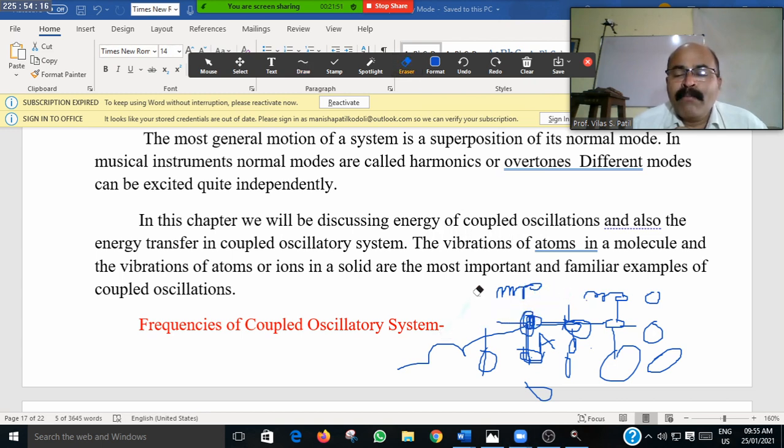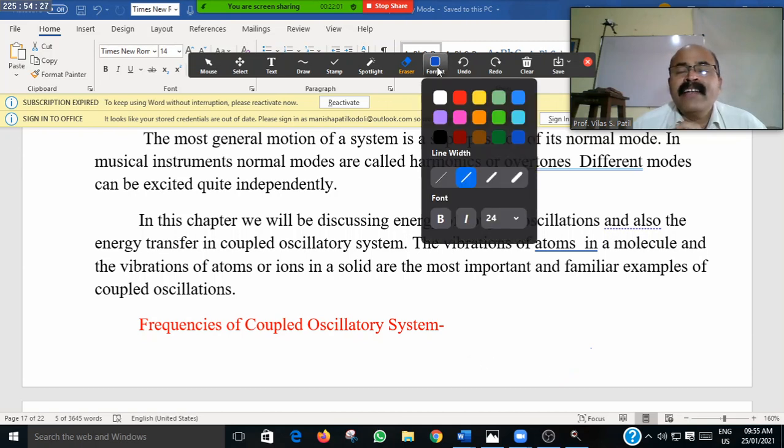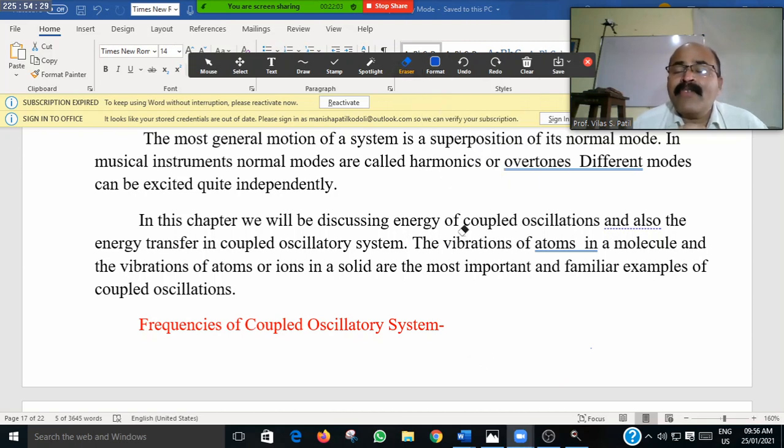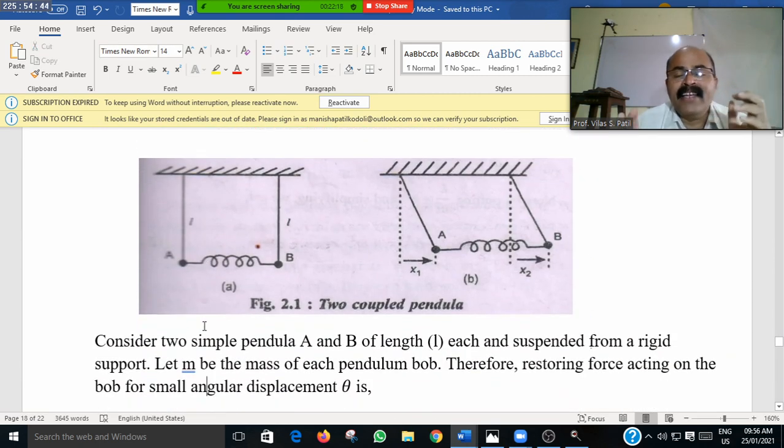And the best example of the coupled oscillation is our crystal system. And in crystal system, how the crystal network will work, that will be known as a coupled oscillator system. And such a type of coupled oscillatory system we have to analyze here, that is the frequencies of the coupled oscillatory system.